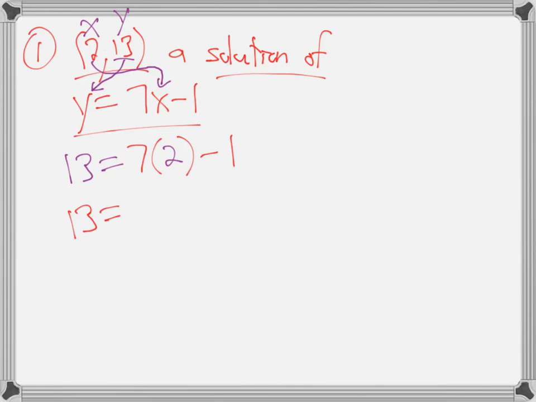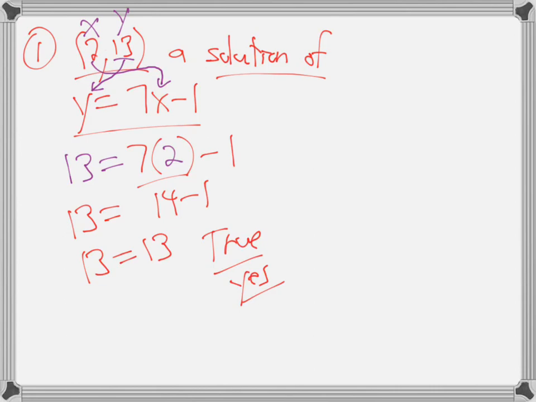So 13 equals 7 times 2. You can use calculators for everything in here, even on the test. So 13 equals 13. Yeah, so this one's true, yes, whichever you want to call it. If they were not equal, we would say no or false. So what that means is 2, 13 is a solution to that equation. It makes the equation true, doesn't it? Is that good so far?